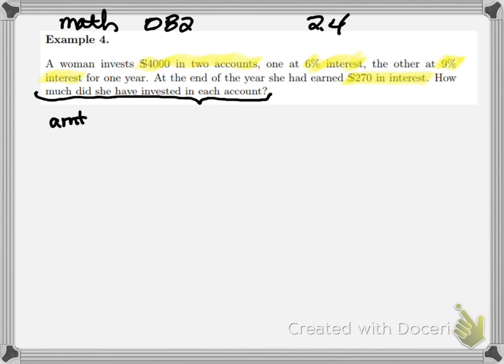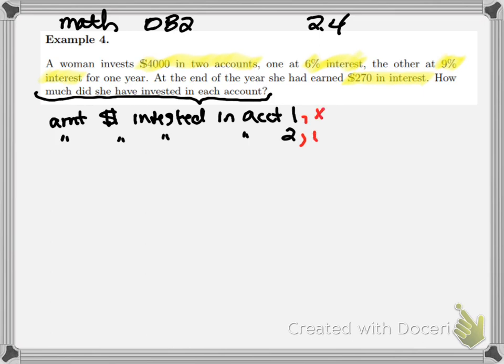So the first variable is going to be the amount of money invested in account number 1. Okay, and the second variable, same thing, is the amount of money invested in account number 2. So again, you can use any letter that makes you happy. I'm just going to be super boring today and use X and Y.